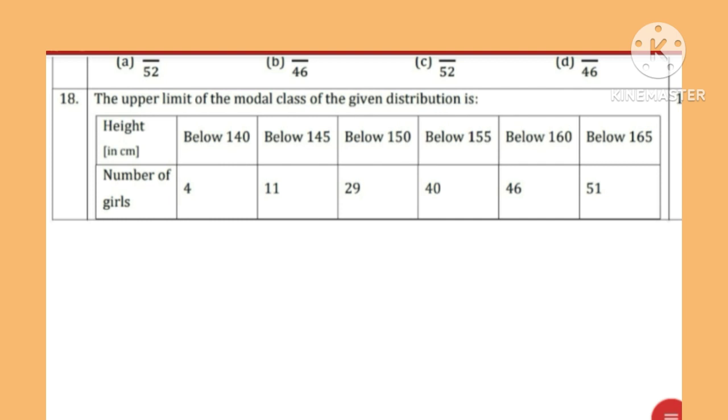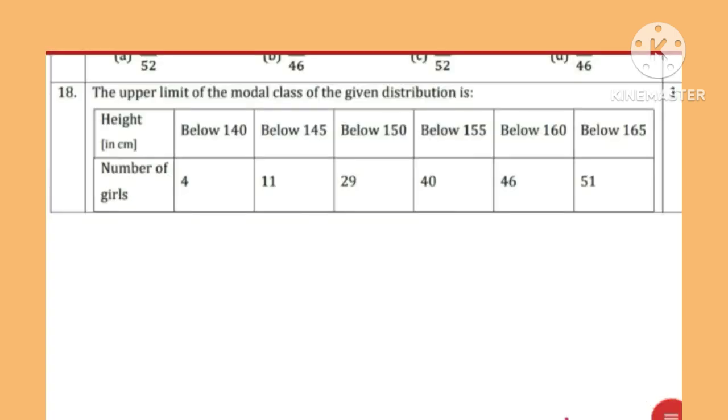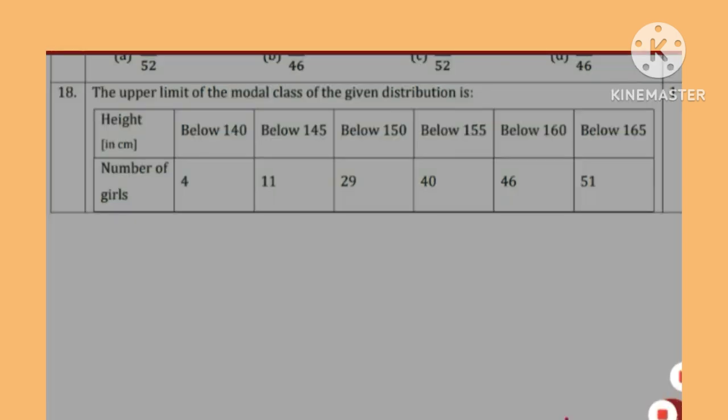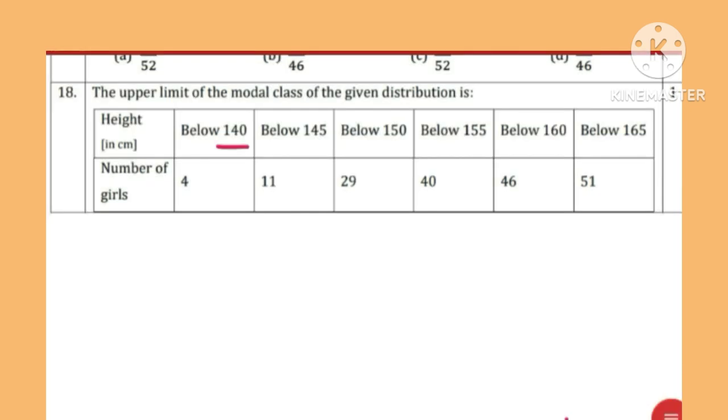Let's see question number 18. We have to find the upper limit of the modal class. But if you see, this is a cumulative table, right? So we first need to convert it to the normal frequency table. Now since here the gap is of 5, our first class will be 135 to 140, and similarly we shall write the other classes.